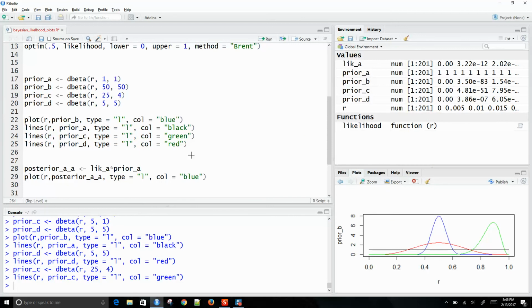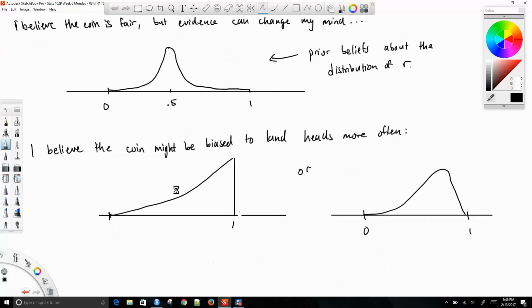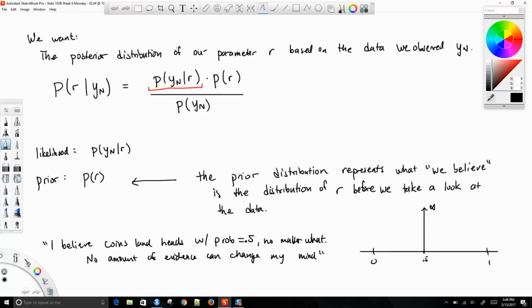Okay. Let me flip back here. So the posterior distribution of our parameter R after we've seen the data Y is the likelihood of our data multiplied by our prior information. And then we divide that by the probability of Y, the data itself. This is called the marginal. This piece over here is known as the marginal.